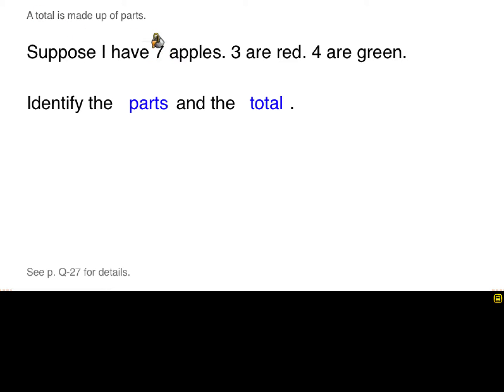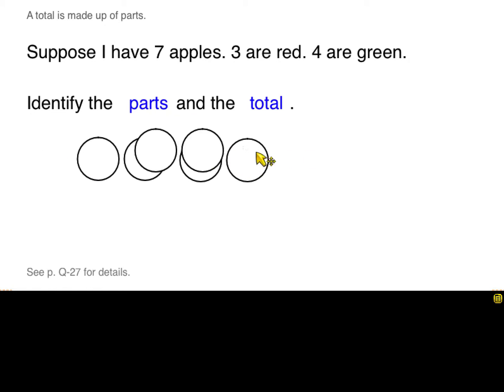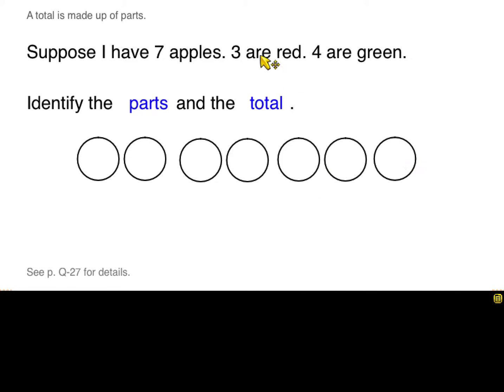Suppose I have 7 apples. 1, 2, 3, 4, 5, 6, 7. 3 of them are red. 1, 2, 3. 4 of them are green. 1, 2, 3, 4.